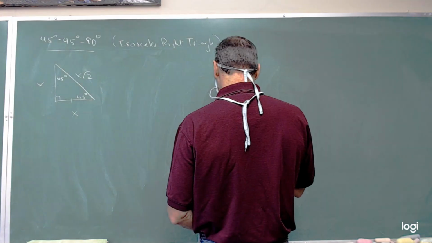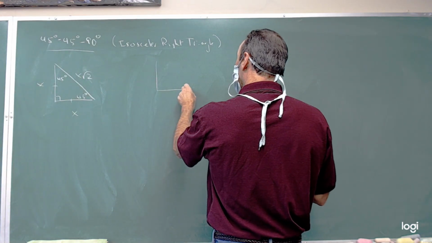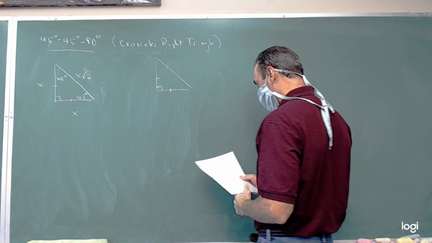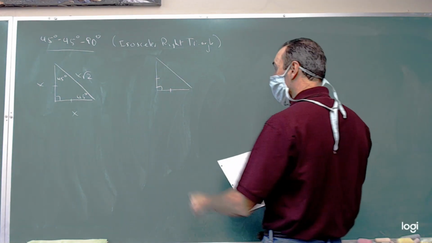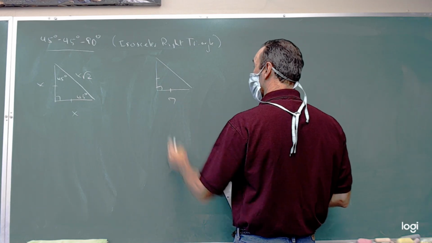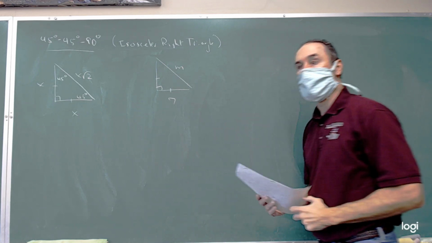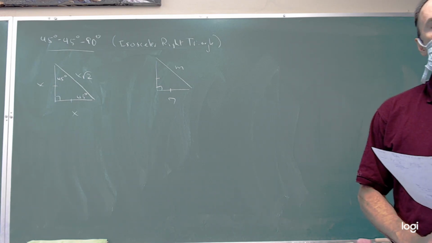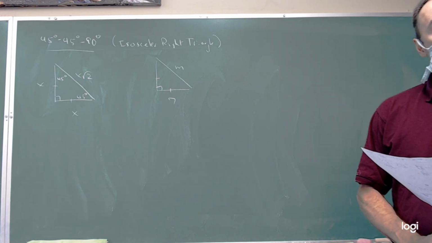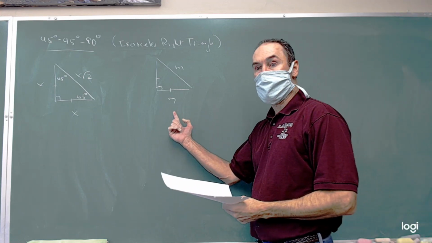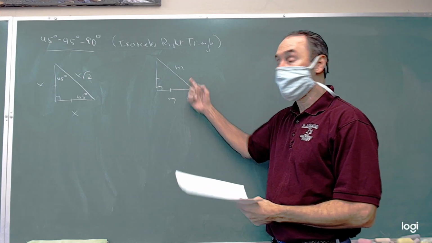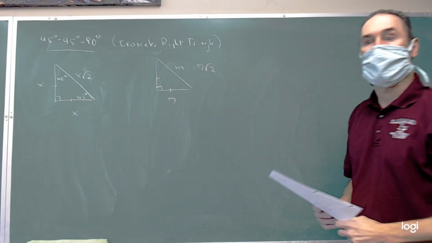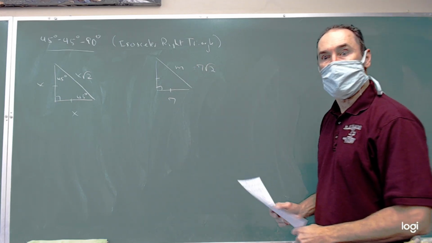So I can ask you questions like, here is an isosceles right triangle, and if this side is 7, can you figure out what side length m is? 7 square roots of 2. Right. And so we know that this is x, this is x times the square root of 2, so m is going to be 7 square root of 2. That was a warm-up, okay?